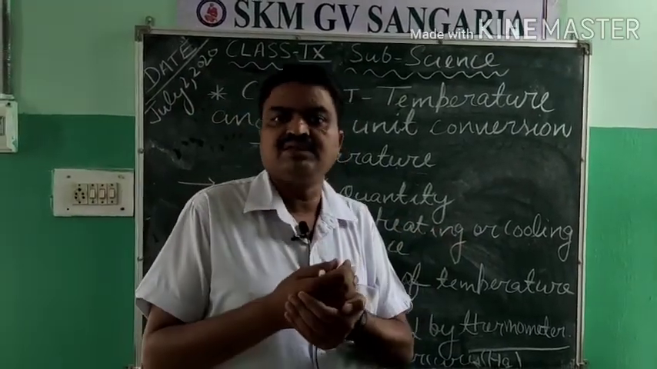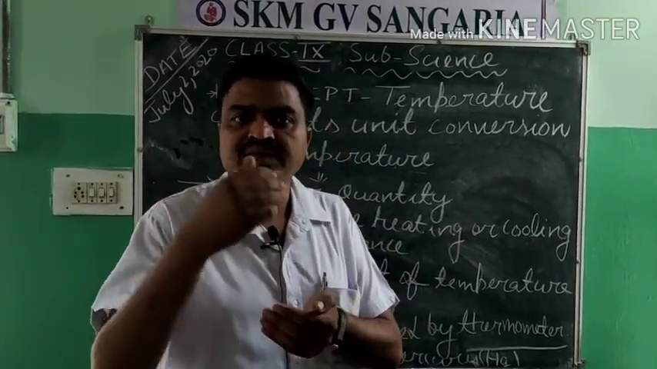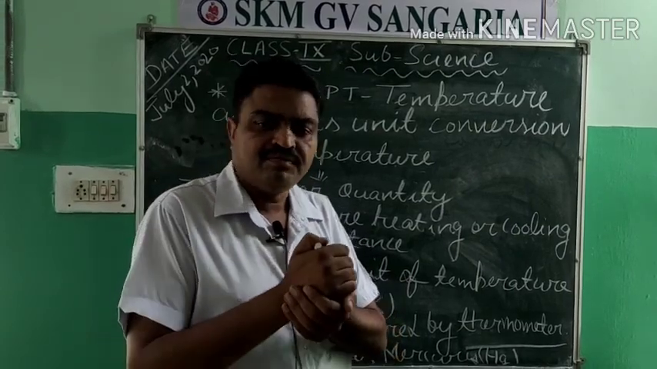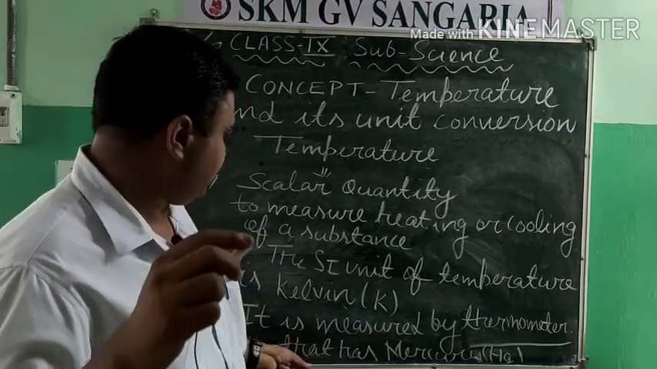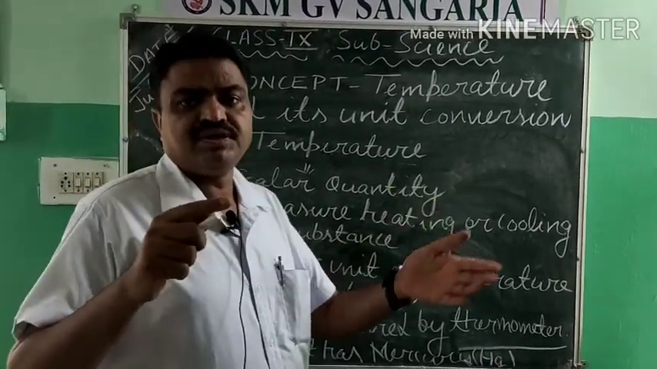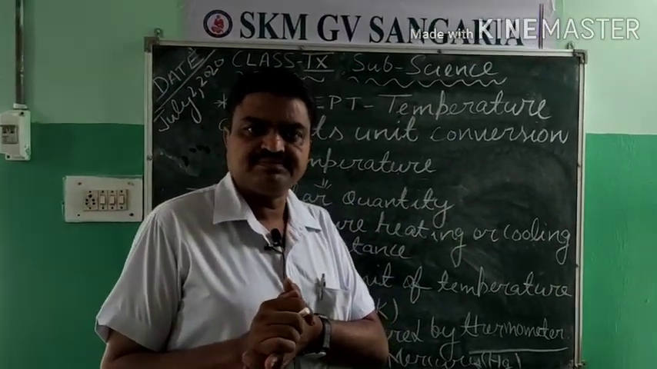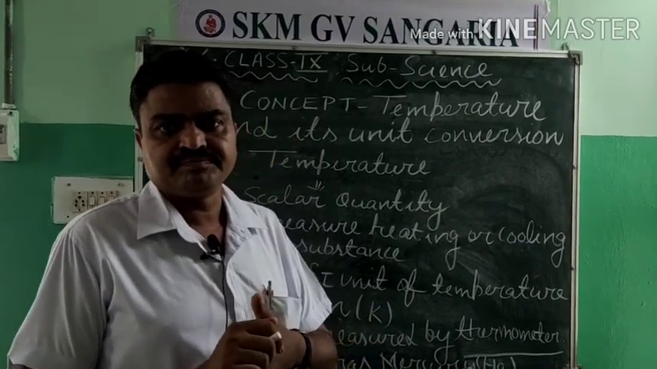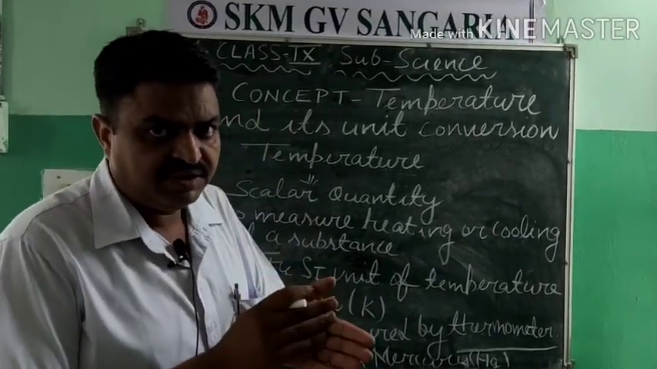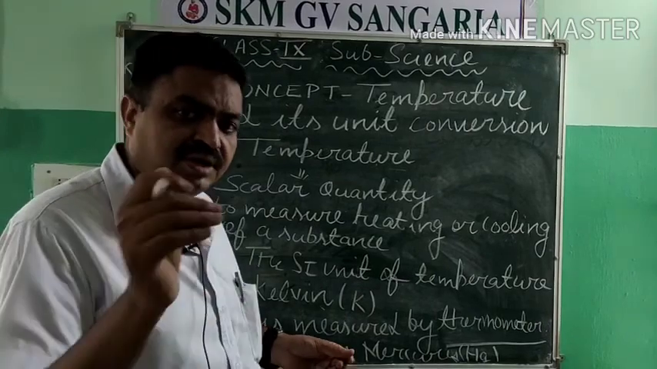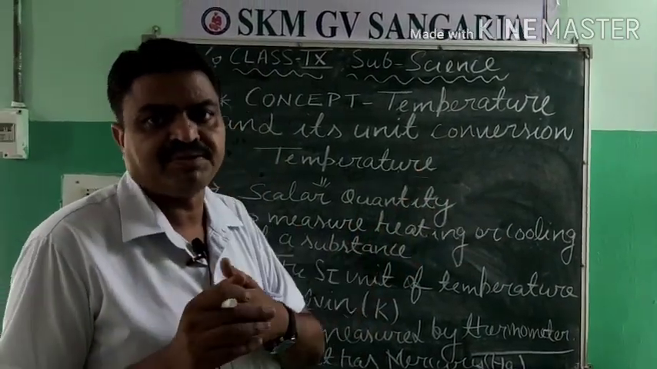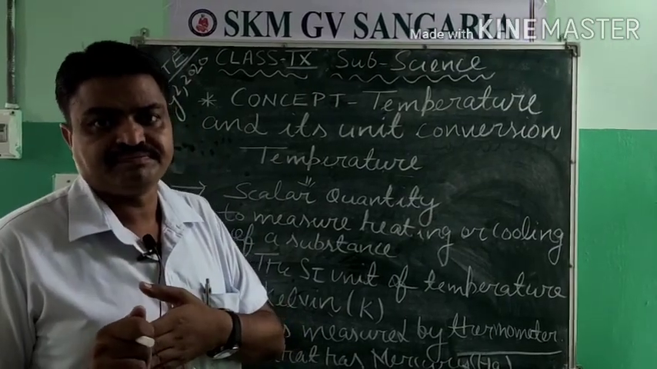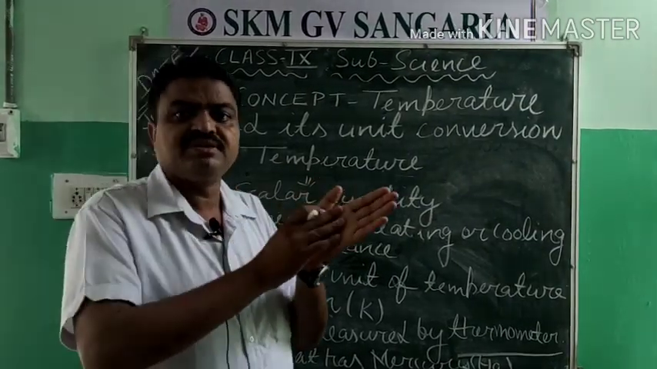Temperature also has magnitude, and we express that magnitude with the help of a unit. Now the SI unit of temperature is Kelvin. There are different units of temperature, but the SI unit that we use to measure temperature is Kelvin. Now how do we measure temperature?